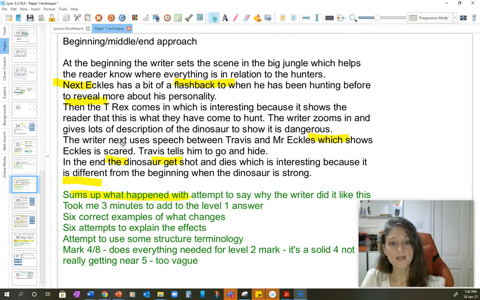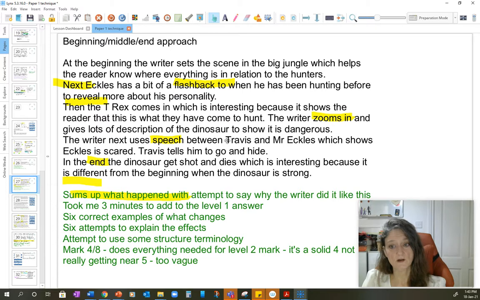Right, the writer next uses speech. I'm going to highlight that. Speech between Mr. Travis and Eccles, which shows Eccles is scared. I picked up that they're using speech. I put speech, dialogue would have been better, but speech is fine. And it does show that Eccles is scared. Again, it's not a very detailed attempt, but it's better than simple. I've seen a bit more in there.